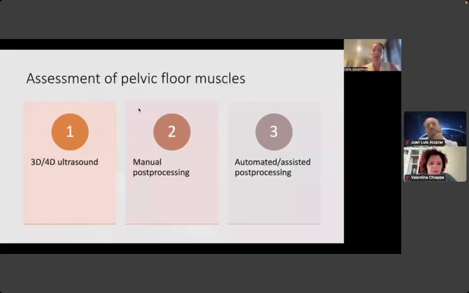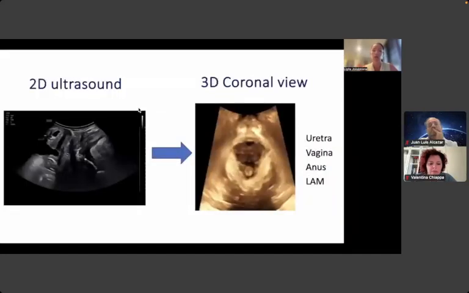When we assess pelvic floor muscles, levator ani muscles, we need to use 3D/4D ultrasound. And thereafter, we need to work with the images with either manual post-processing or using automated or assisted post-processing. In order to obtain the pelvic floor muscles, we need to start with 2D ultrasound, but with the help of the ultrasound equipment and the software, we get the 3D ultrasound, the coronal view. This coronal view is generated by the software, which is installed in the ultrasound machine.